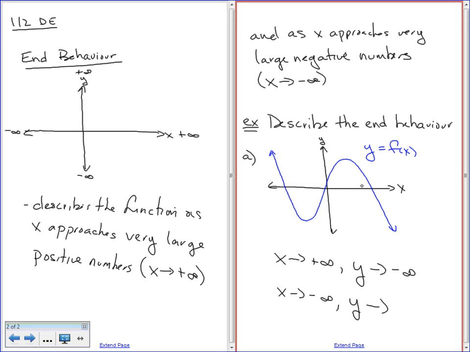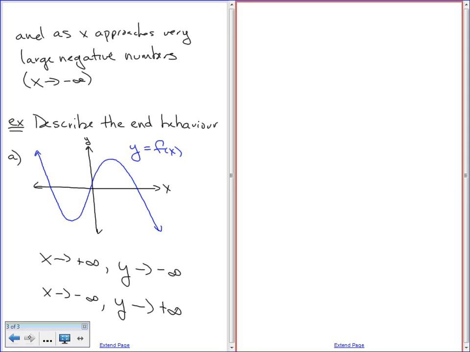On the other side, as x approaches negative infinity, where is my function heading towards? Positive infinity. Okay, so as I go along, I'd have to go higher and higher in order to touch my curve. So I keep going higher and higher. I'm heading ultimately towards positive infinity. Does that make sense? Okay, so that is the essence of what end behavior is. Let's try to figure out end behavior without giving a graph.